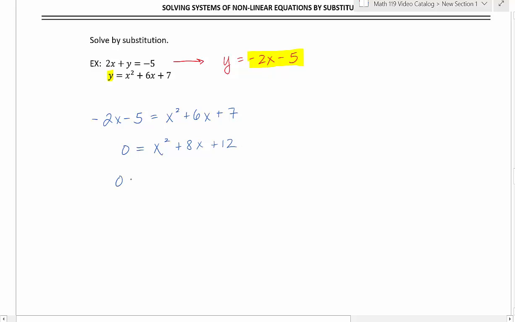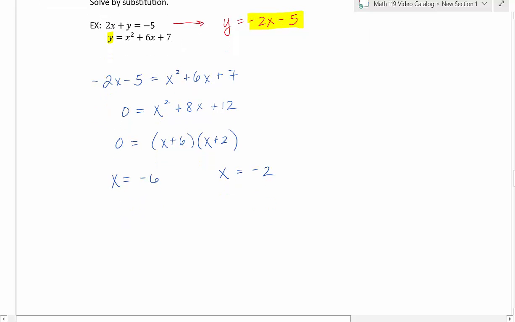We'll factor x plus 6, x plus 2. So this gives us x equals -6 or x equals -2. So I've gotten two answers for x. That tells me that I'm going to have at least two ordered pairs in my answers.